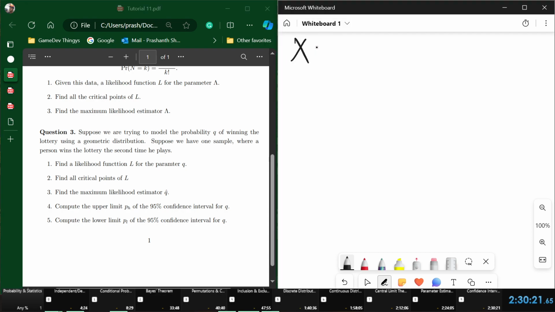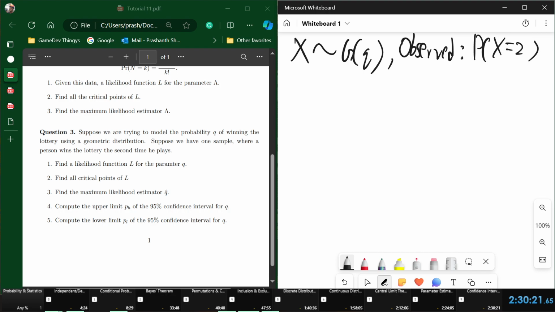X is the number of times needed to win the lottery until you win. That's a geometric distribution with the probability Q. And we observed that it took 2 wins for that to happen. Now our objective is to find, I'm just going to call it QH, PH is stupid. I'm trying to find QH.